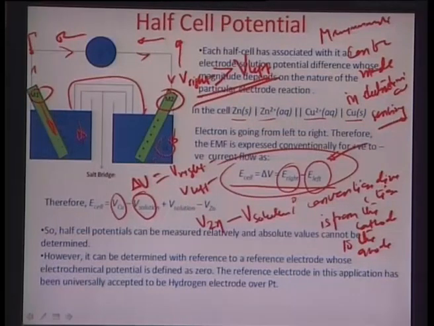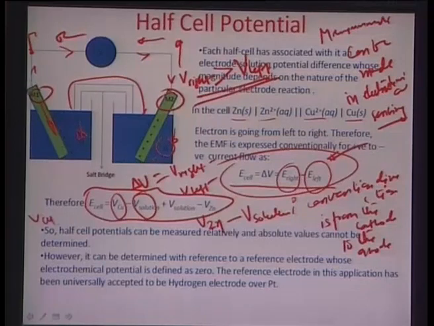And therefore, the total overall EMF of this particular cell can essentially be represented as the right V copper of the electrode minus the left V zinc of the electrode. So, the solutions really do not play much of a role, more so because there is a salt bridge which keeps on interconnecting and making the solution electroneutral at all points of time.